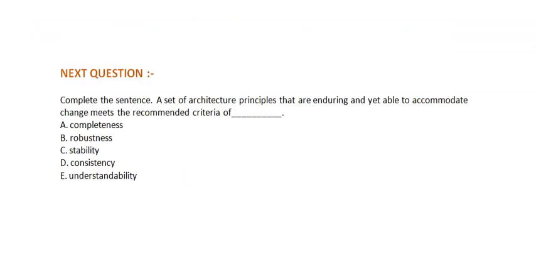Next question is complete the sentence. A set of architecture principles that are enduring and yet able to accommodate change meet the recommended criteria of option A, completeness, option B, robustness, option C, stability, option D, consistency, and option E, understandability. And the correct answer is option C.